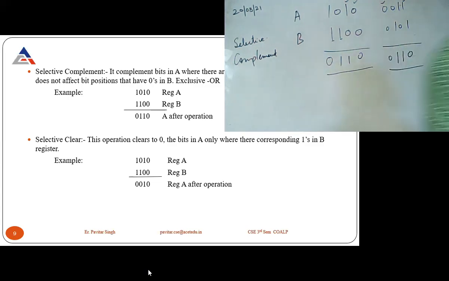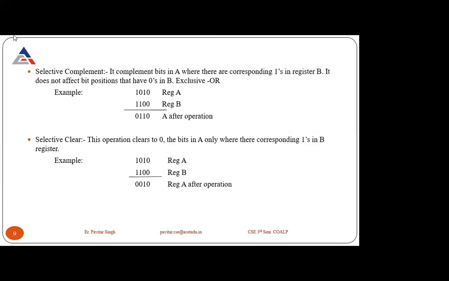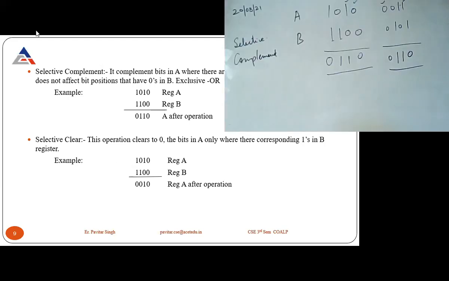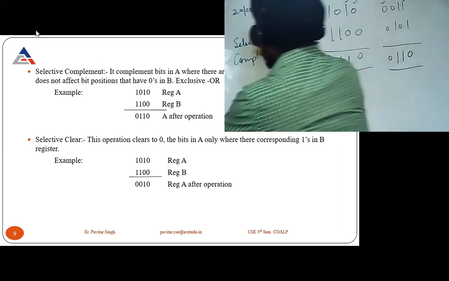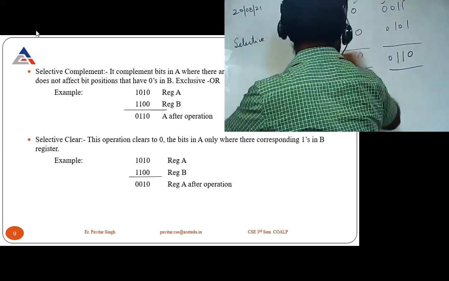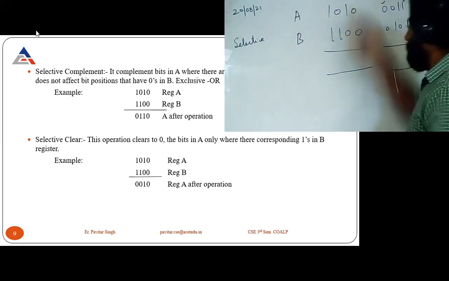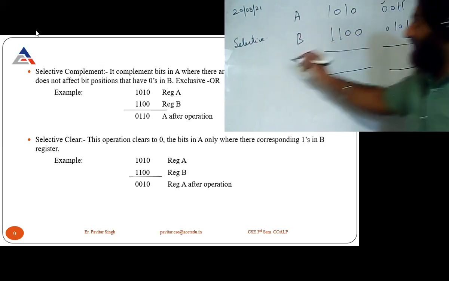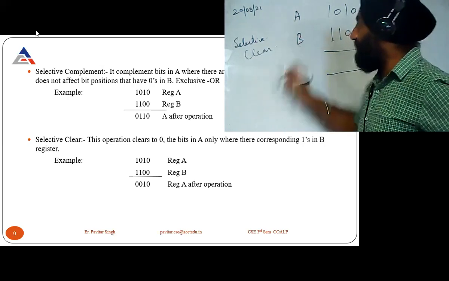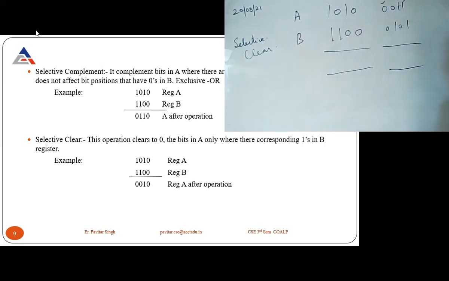So next we have the third operation, that is selective clear. This operation clears to 0 the bits in A only where there are corresponding ones in B, right? So this time you need to clear the values, right? So let's check. So here selective clear means you will have to make the bits 0, right?